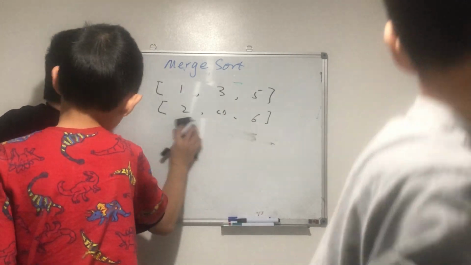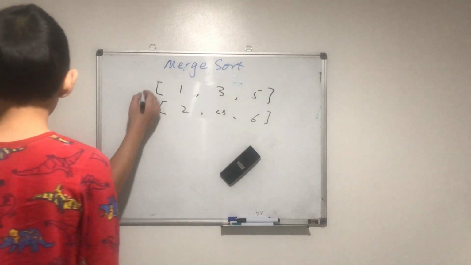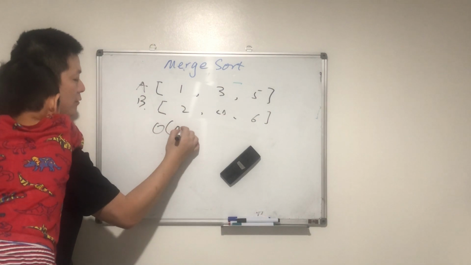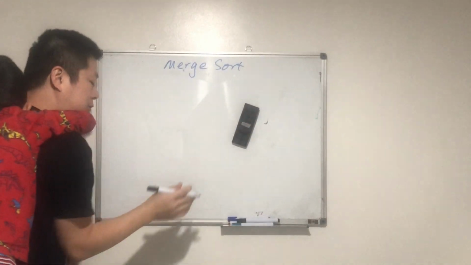Do you get it? So if there are two sorted lists, I can do this in O(n) time. If this is A and this is B, then the complexity is O(A plus B), okay? This is the review of merging two sorted lists.